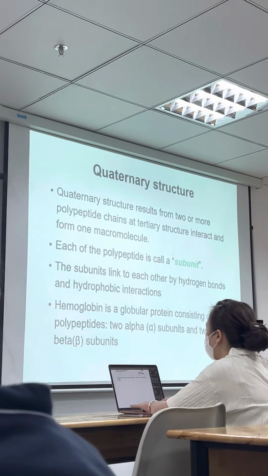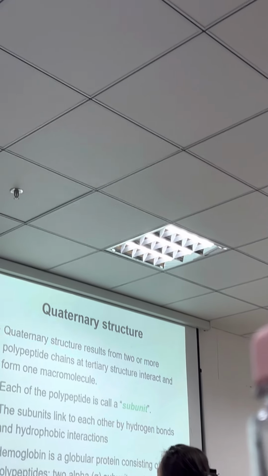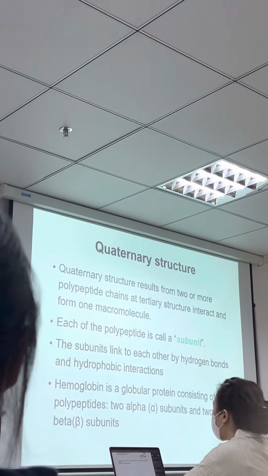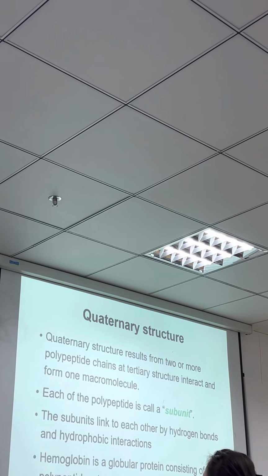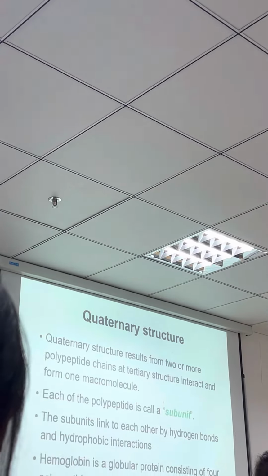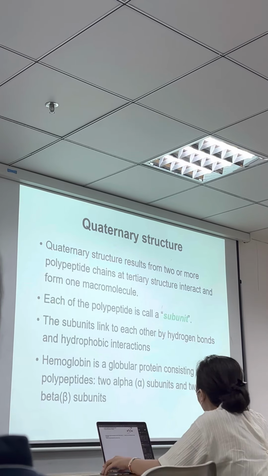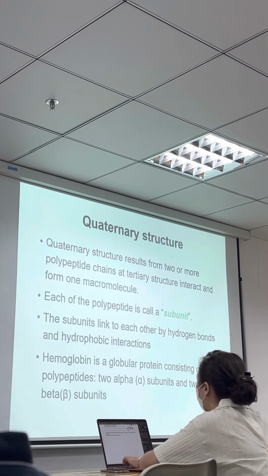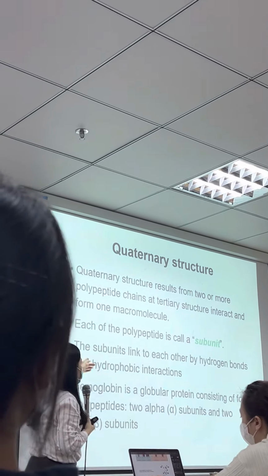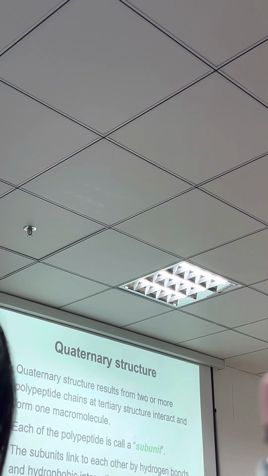Quaternary structure means the combination of two or more polypeptide chains which have already adopted tertiary structure. Each polypeptide, in this case, we call a subunit. And the subunits can link together by hydrogen bonds or by hydrophobic interaction.